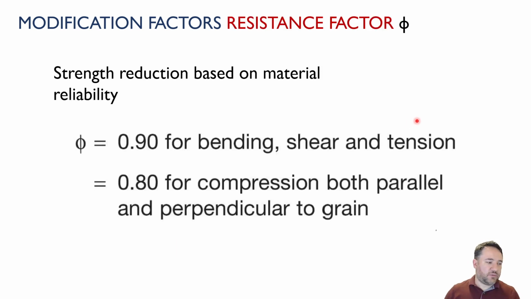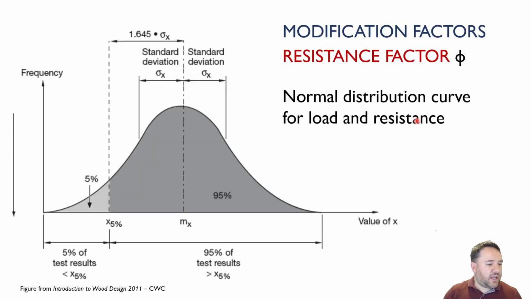So the resistance factor for wood, there are two, depending on which way we're loading it. If we're talking about bending, shear, or tension, then our strength reduction factor for material reliability is 0.9. If we're talking about compression, parallel and perpendicular, it's 0.8. These numbers are based on reliability analysis. And we do reliability analysis based on a large population of specimens, doing a whole bunch of tests, and seeing what is the distribution of different strengths.